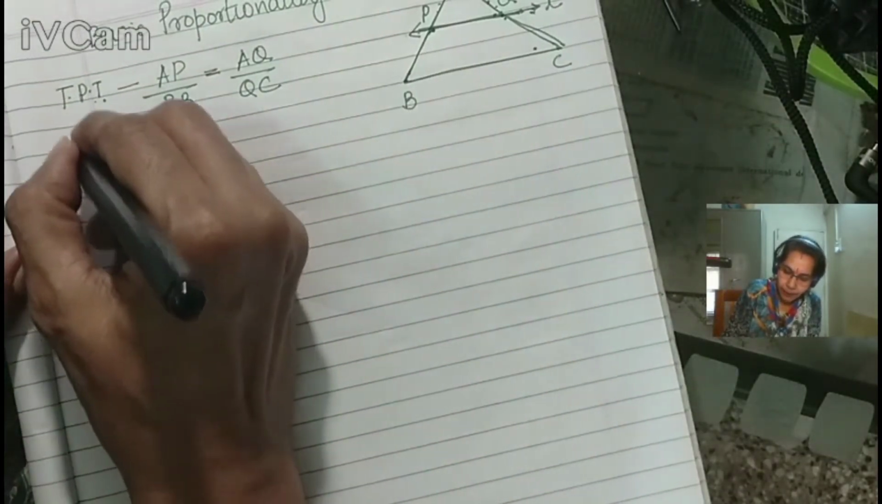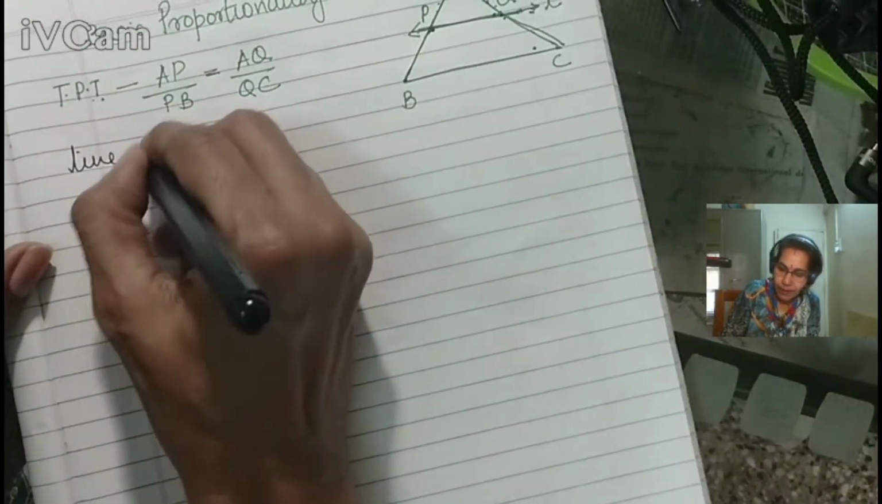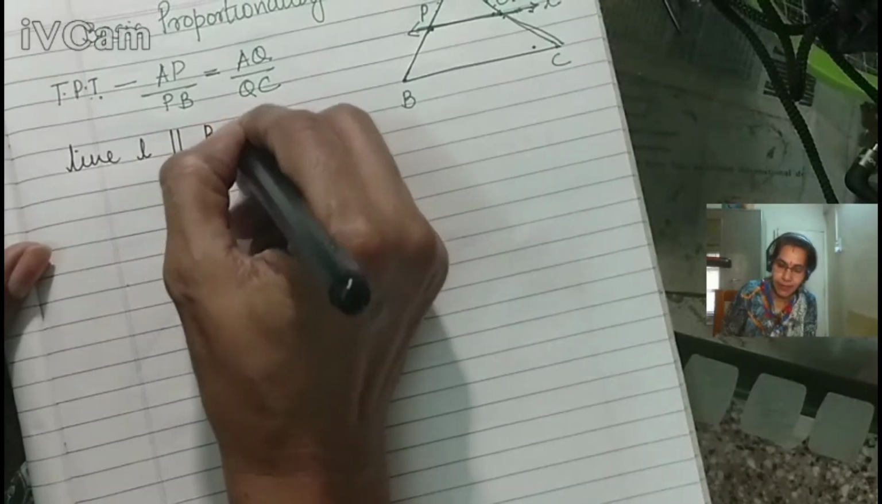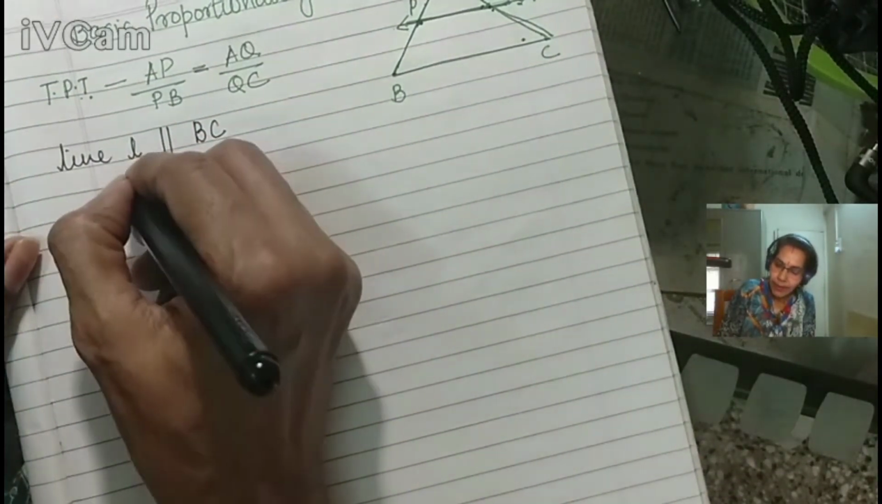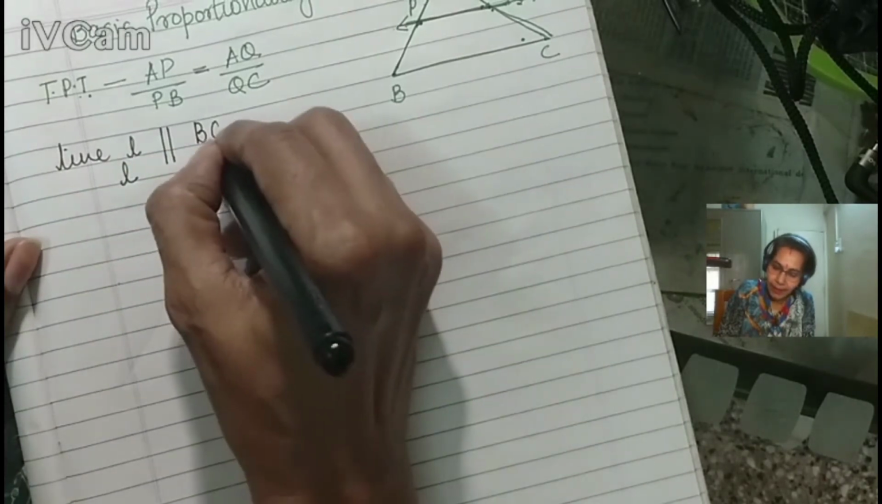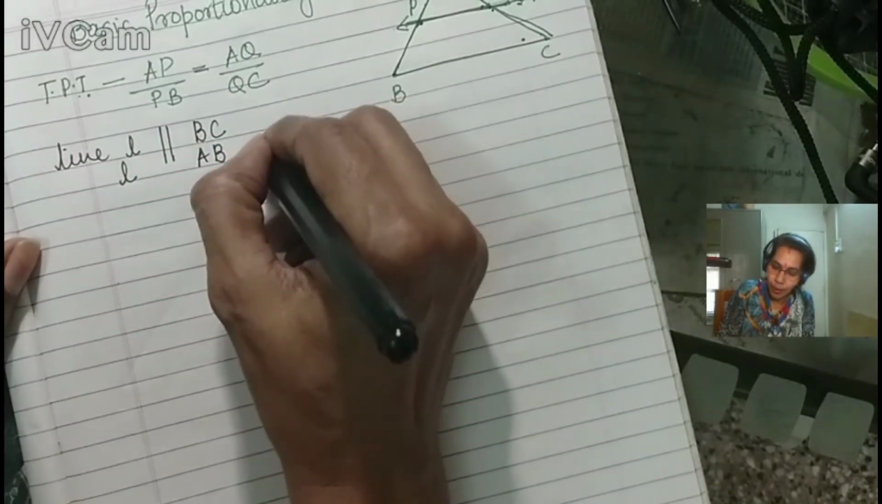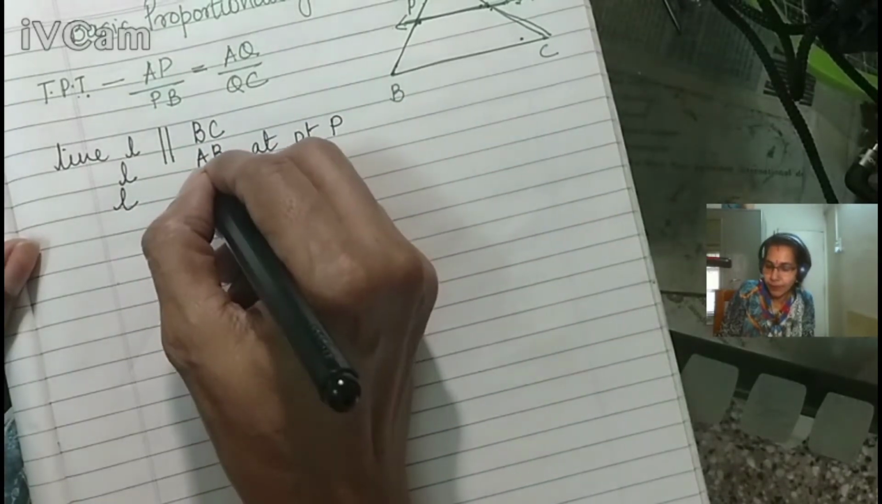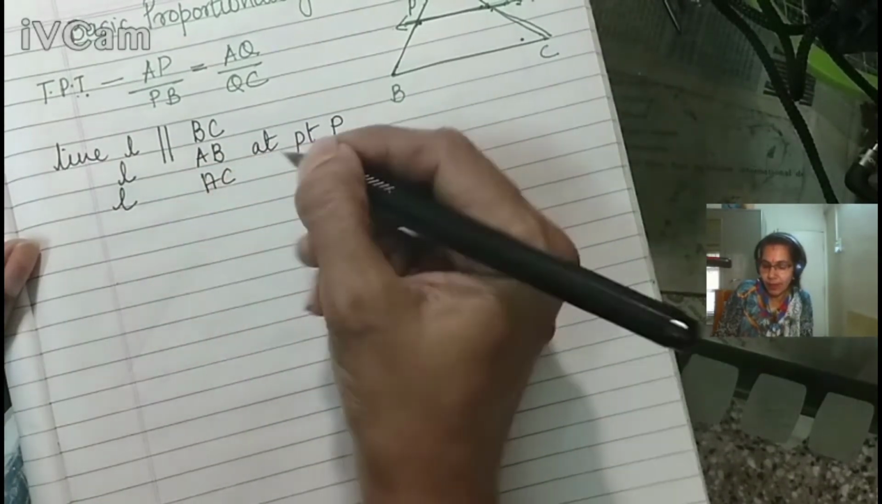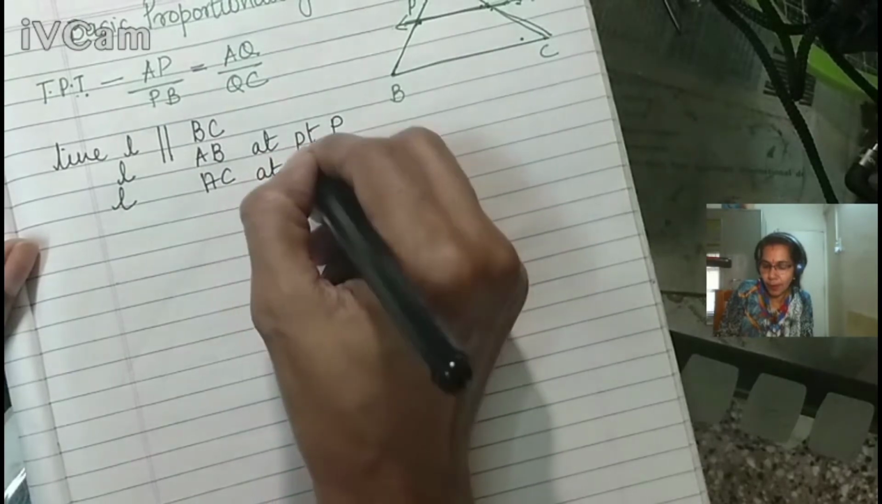Line L is parallel to side BC. Line L intersects AB at point P, and line L intersects AC at point Q.